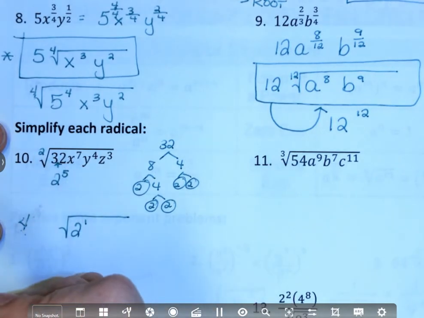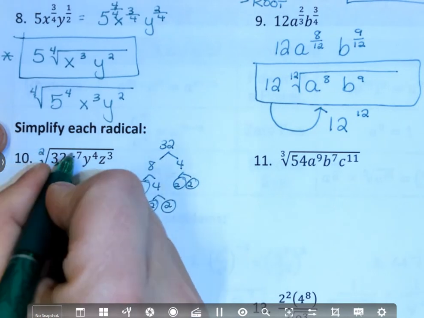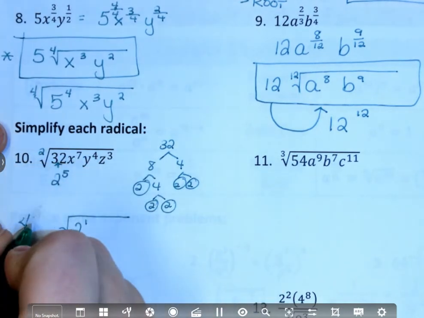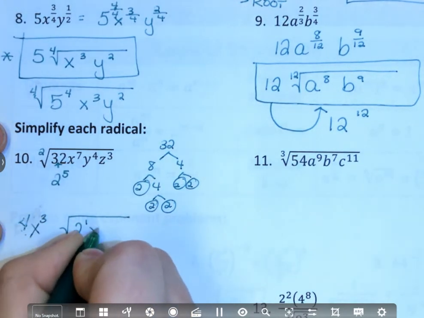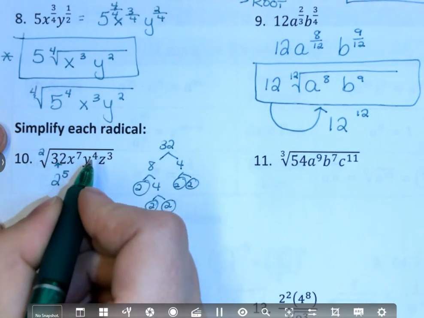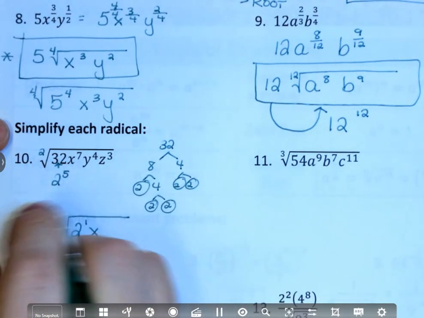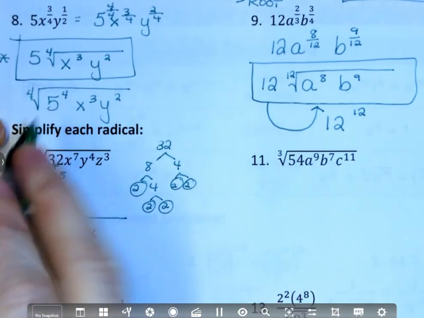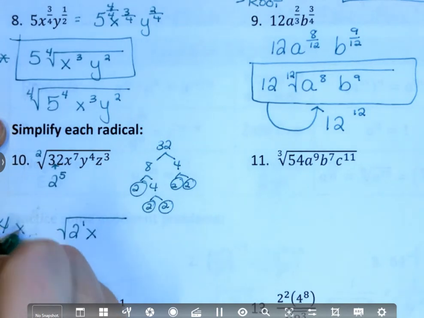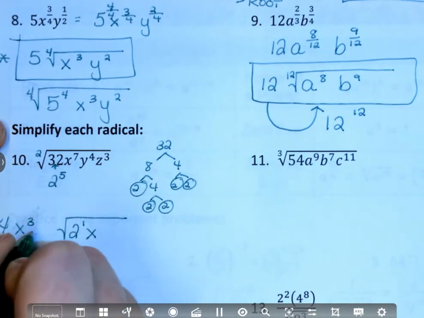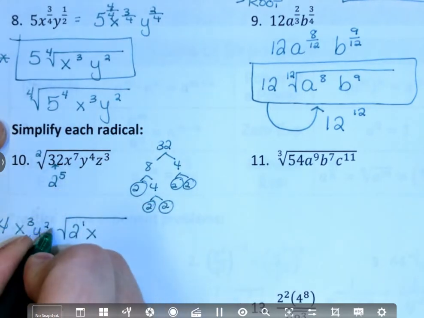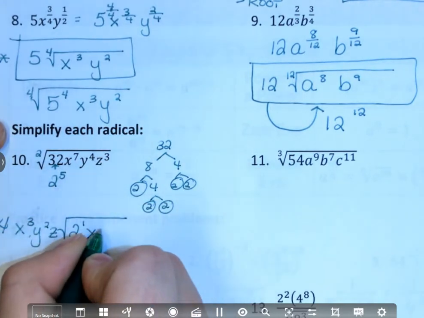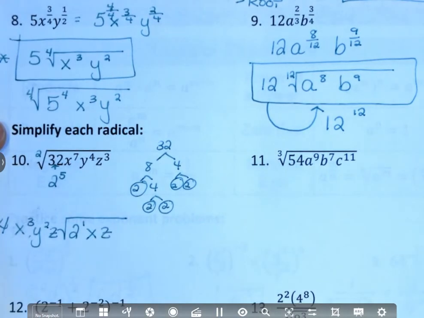However you guys work. But to finish this off, 2 goes into 7 3 times. With how many left over? 2 goes into 4 2 times. X to the third y squared. None left over. 2 goes into 3 once with 1 left over.